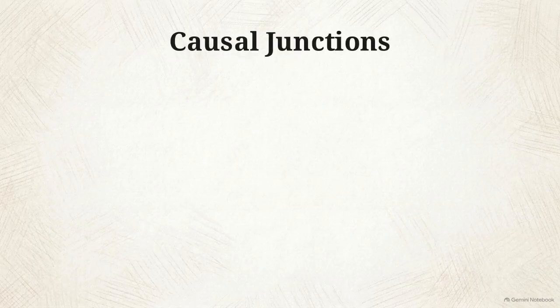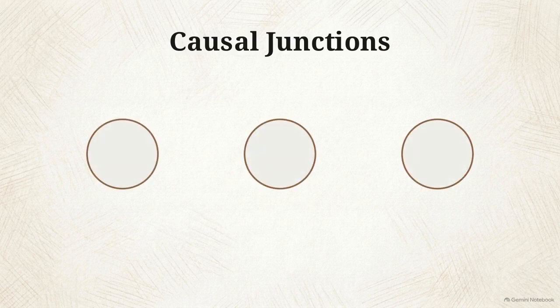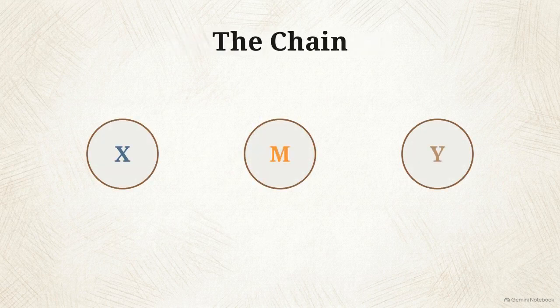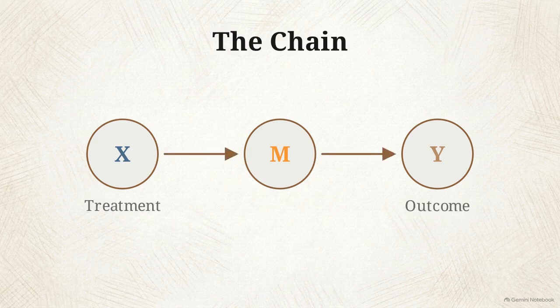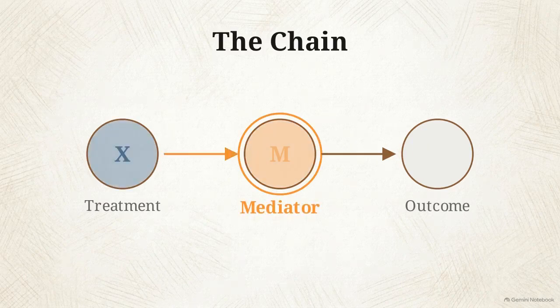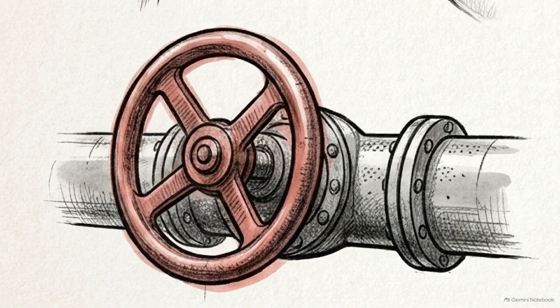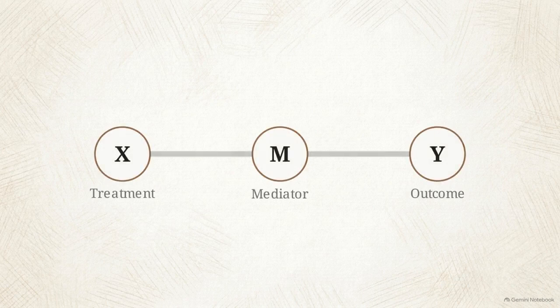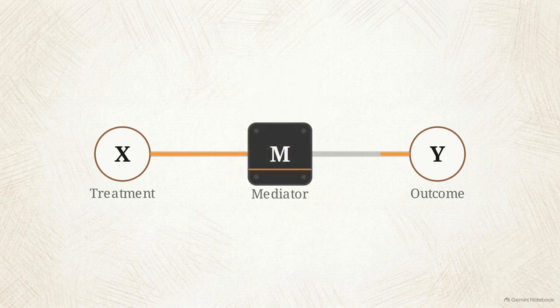Every causal diagram is constructed from 3 foundational junctions that dictate the precise flow of data between variables. The first is a chain. Here, variable M sits directly on the causal path between the treatment X and the outcome Y. M acts as a mediator. When dealing with a mediator, there is a rigid rule. To measure the total effect of the treatment on the outcome, you must never control for the mediating variable. Controlling a mediator is equivalent to closing a physical valve. It mathematically blocks the exact causal flow, rendering your data useless.